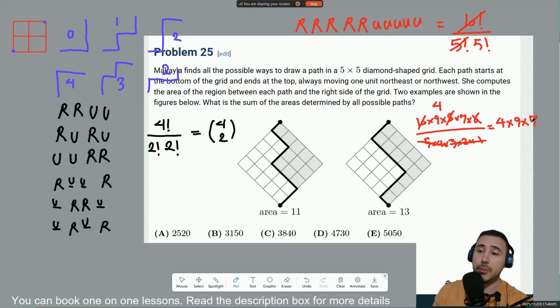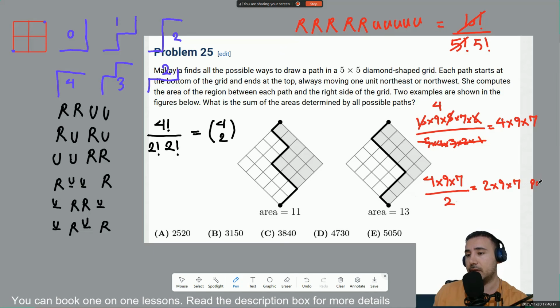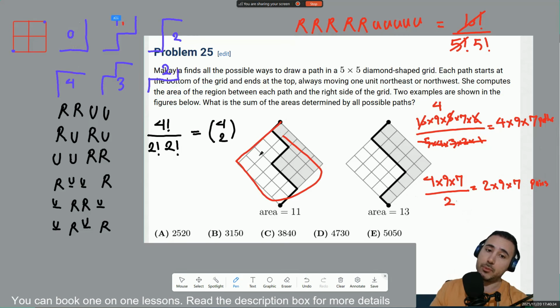We need the number of pairs. So for pairs, we just have to divide this number by 2. That's going to be 2 times 9 times 7 pairs, right? This was the number of paths. We know each one for the small case was 1 plus 4. But for a big one like this, it would be 0 plus 25. This would be 1, the other would be 24. So we're going to have this many, 25.